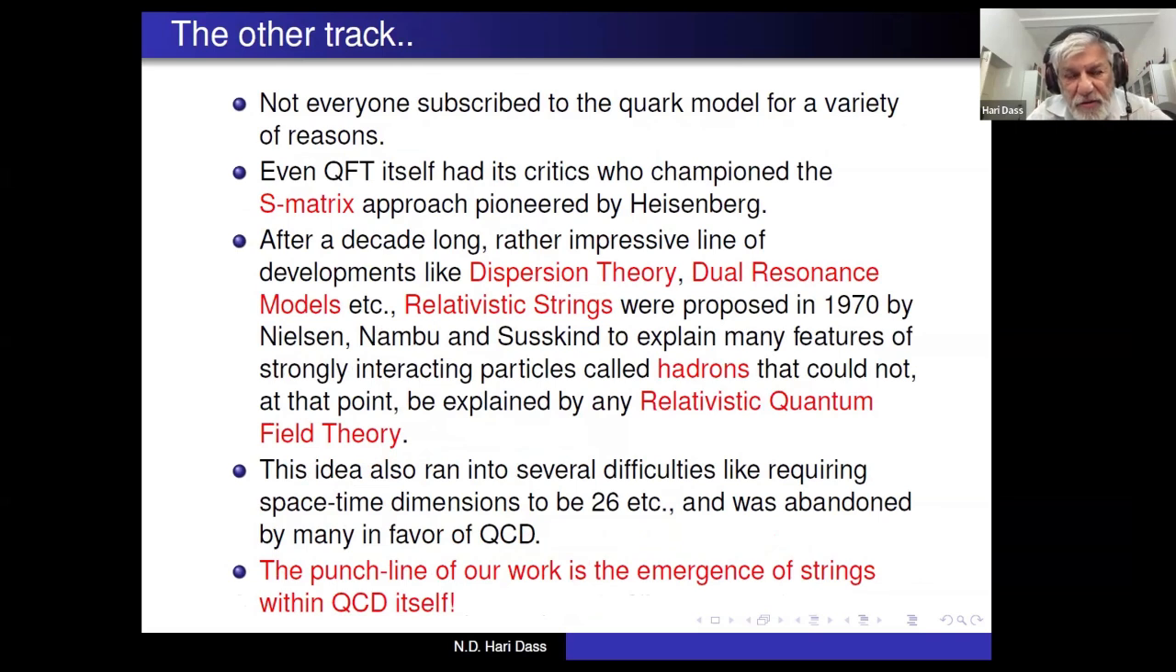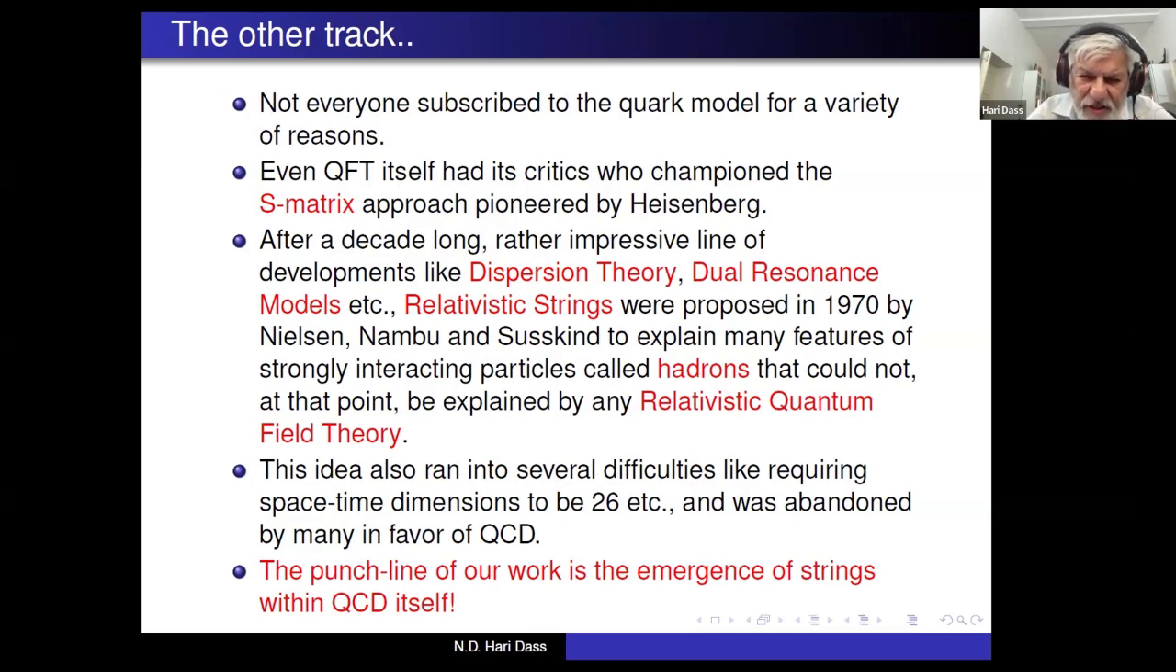Not everyone subscribed to the quark model for a variety of reasons. Even quantum field theory itself was discredited on the West Coast, where I went to do my PhD. And instead, it was the S-matrix approach pioneered by Heisenberg that was very strongly championed. After a decade-long, rather impressive line of developments like dispersion theory and dual resonance models, the relativistic strings idea was proposed in 1970 by my dear friend Holger Nielsen, Nambu, and Susskind to explain many features of strongly interacting particles called hadrons that could not at that point be explained by any relativistic quantum field theory.